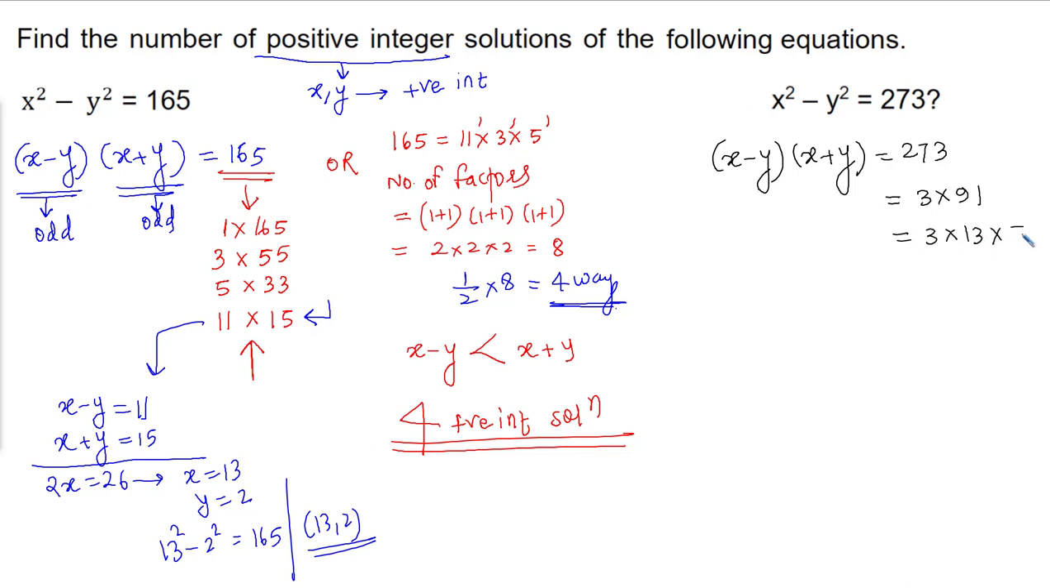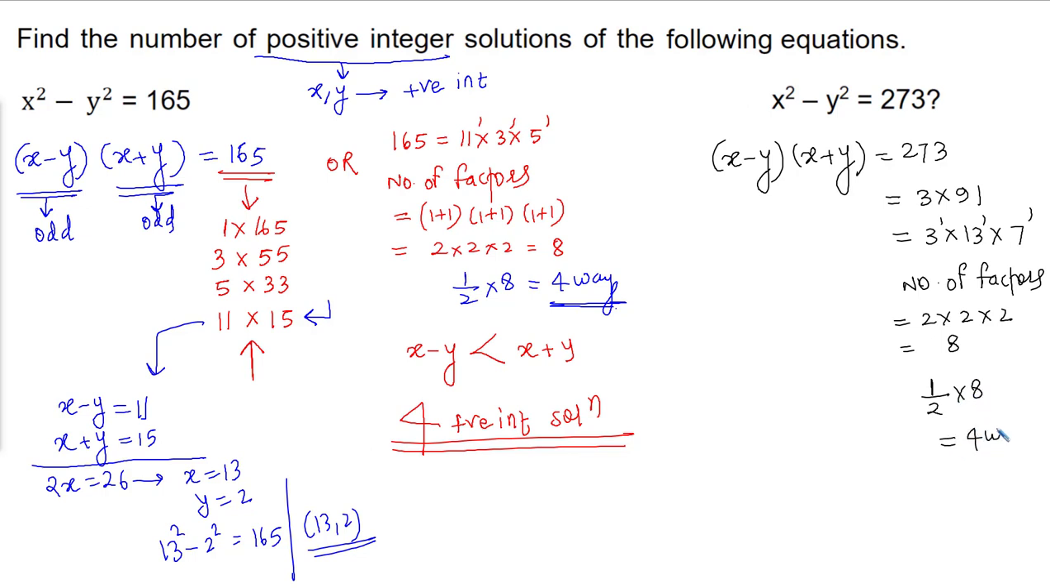So how many factors is this number having? The number of factors this number is having is equal to how much? (1 plus 1) into (1 plus 1) into (1 plus 1), that is equal to 8. In how many ways can we express this number as a product of two numbers? 1 by 2 into 8, that is equal to 4 ways.